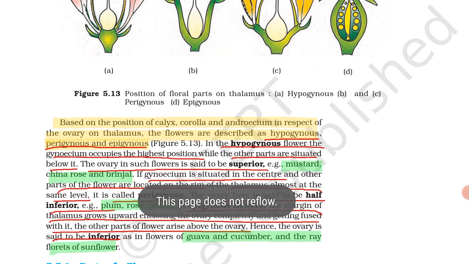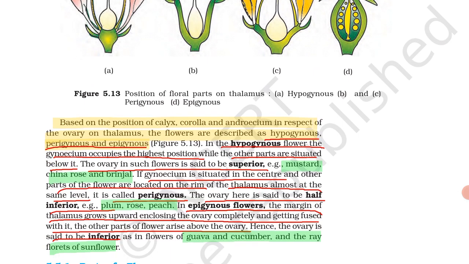Next, based on the position of calyx, corolla and androecium with respect to the ovary on the thalamus, the flowers are described as hypogynous, perigynous and epigynous. So let's learn what is hypogynous. In hypogynous, the gynoecium occupies the highest position and the other parts are situated below it. Such an ovary is said to be superior, and the examples are mustard, China rose and brinjal.